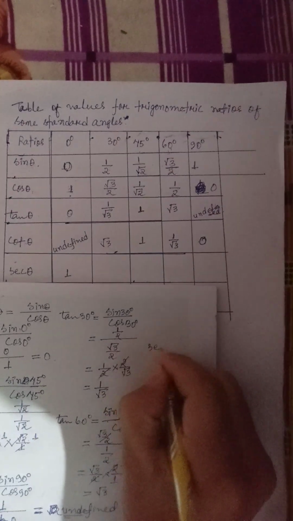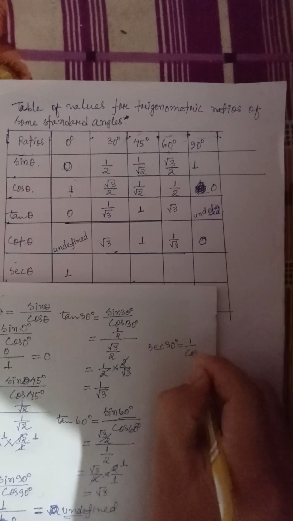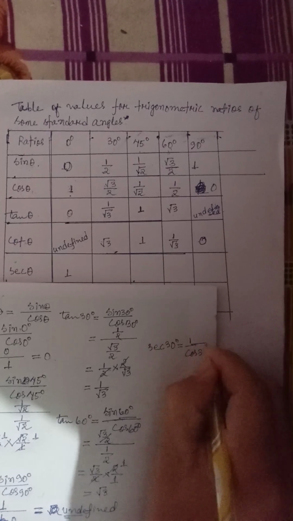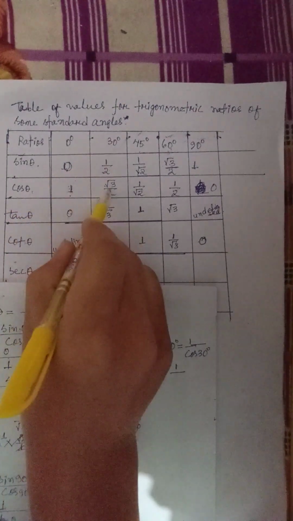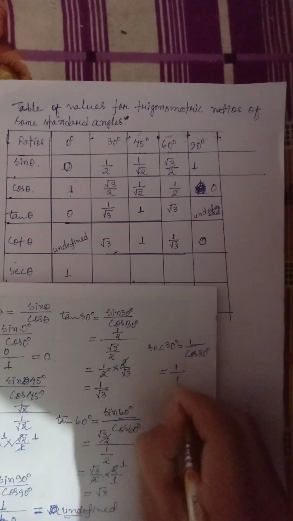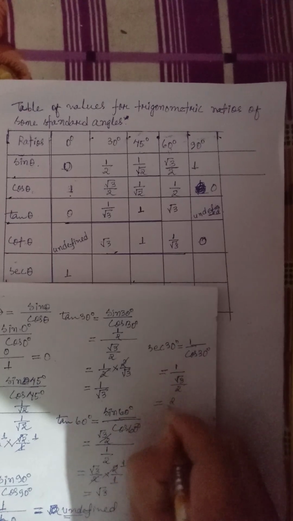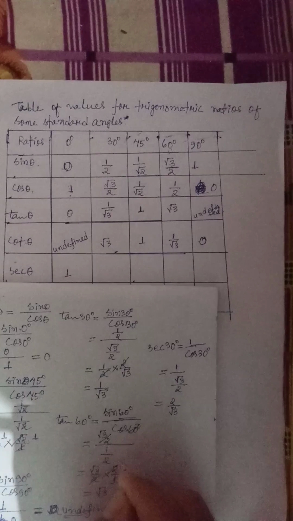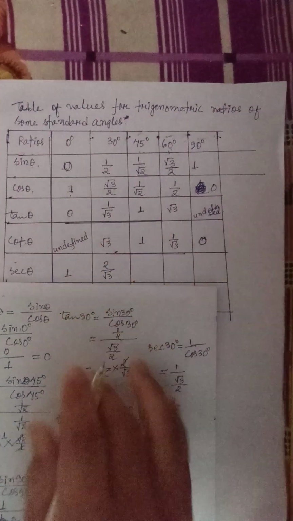In order to find sec 30 degree, it will be 1 by cos 30 degree. What is the value of cos 30 degree? As we can see from this, it is root 3 by 2. Am I right? Then whenever you invert this, it will be 2 by root 3. Means sec 30 is 2 by root 3.